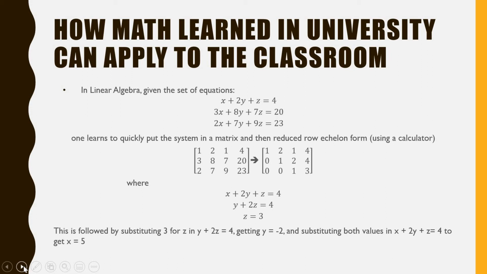In linear algebra, given the set of equations presented on the screen, one learns to quickly put the system in a matrix and then reduce to row echelon form, typically using a calculator. And you can see the answers provided on the screen. A similar question can be encountered in Algebra 2, except it would be limited to two equations with two variables being solved using elimination or substitution methods. Here, having an advanced skill set acquired by a class like linear algebra is useful for educating a class like Algebra 2, as similar processes are being applied.